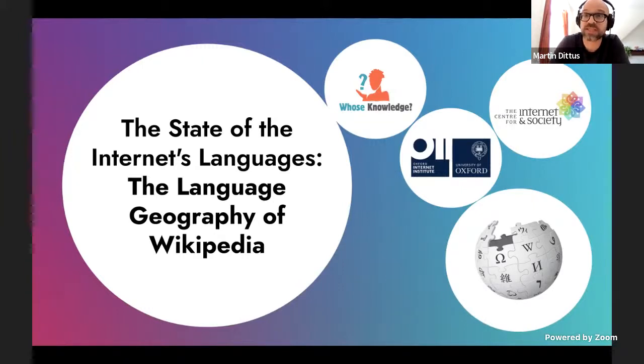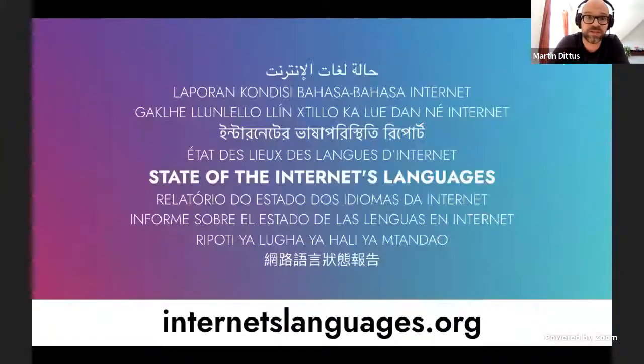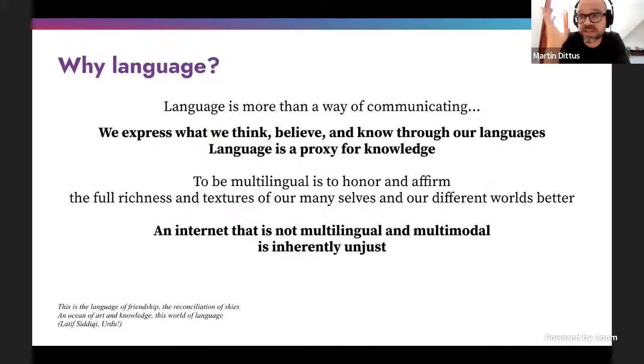The work I'm about to present is about the language geography of Wikipedia. The report is publicly available for free. internetslanguages.org is the place to go, and you will find a rich spectrum of data sets, reports, empirical investigations, as well as storytelling about people's experiences of the internet from different places in the world, from the perspective of different language speakers. Why did Whose Knowledge suggest to focus on language specifically in this report?